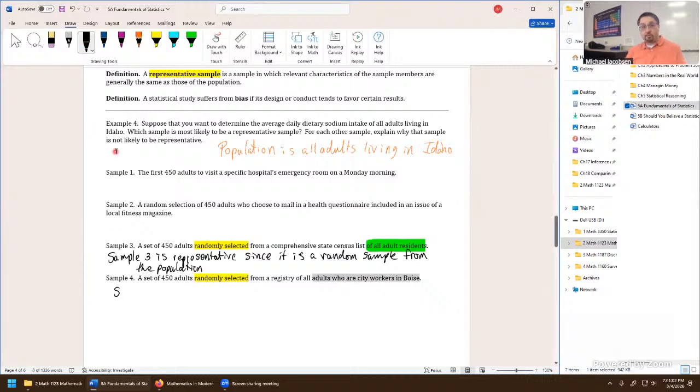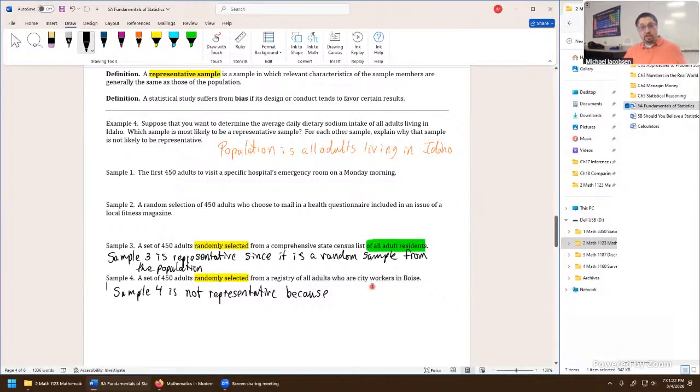We want to say why sample 4 is not representative, because city workers specifically is a problem right there.